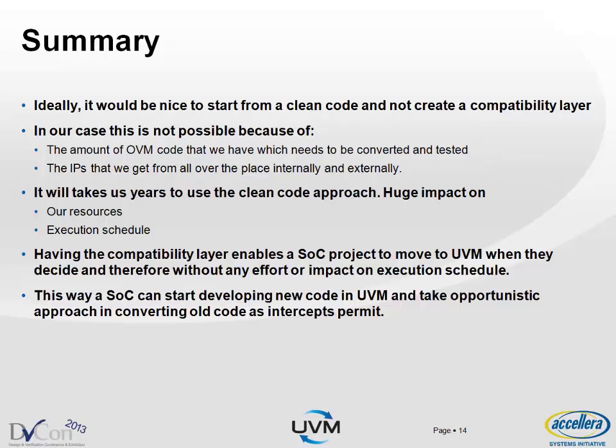Converting it most of the time is not a big problem, but making sure that all your regression tests are still passing is the biggest challenge, and to ensure everything is still working. And because we have tons of IPs that we get from all over the place, whether internal or external, it is not an easy process. At least for us, it will take years before we get there. But we wanted to figure out how we can have a transition or provide a long-term solution that allows us to move forward without having a huge impact either on our resources or on our execution schedule.